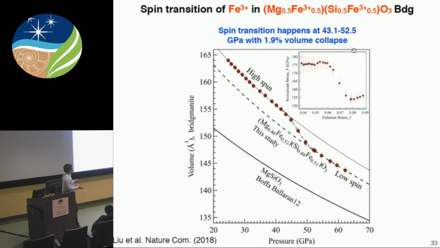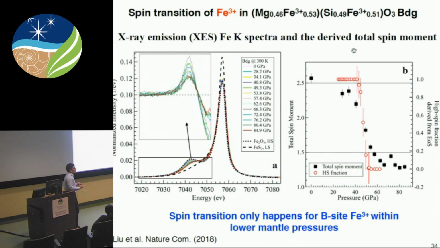So here is the compression curve of our sample, which shows a clear softening around 50 GPa. We also see that in the corresponding stress-strain diagrams. It's a huge change in the slope. This softening is always related to spin transition. But from the equation of state data, we don't know how much of the iron experiences spin transition. Will all of them or just half of them?